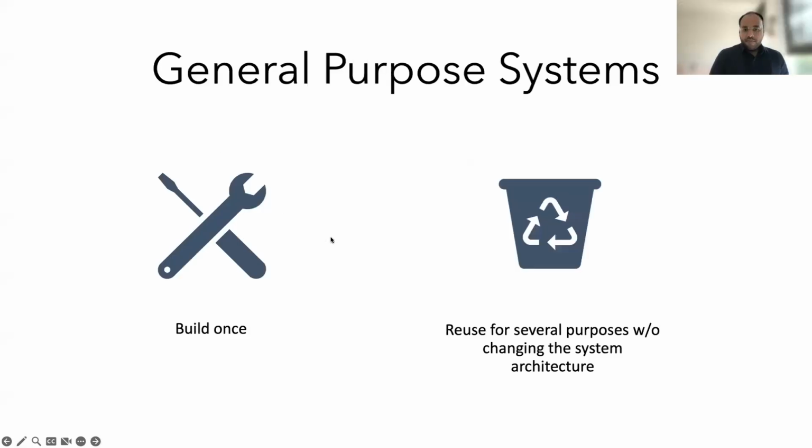All right, so just to get some nomenclature out of the way, what do we mean by general purpose systems? They basically are systems which are built once and then reused for various purposes, as opposed to systems that are designed specifically for one task, and then you discard that and start from scratch whenever you want to do a different task.